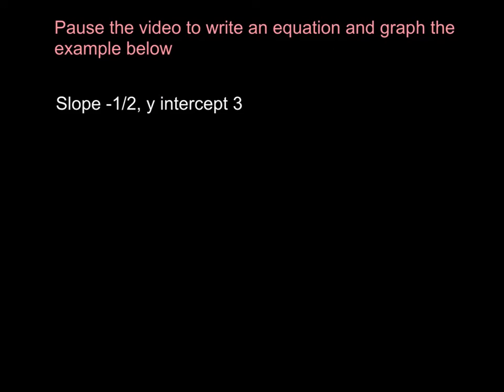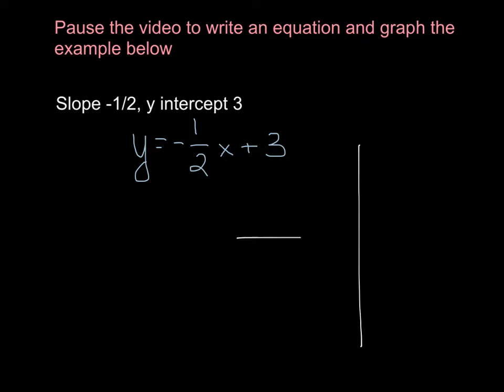Pause the video to write an equation and graph the example below. The slope is -1/2, and the y-intercept is 3. So if we first want to write our equation, we have y equals -1/2 x plus 3. So now I can just sketch out my graph, and my y-intercept is going to be at a +3.